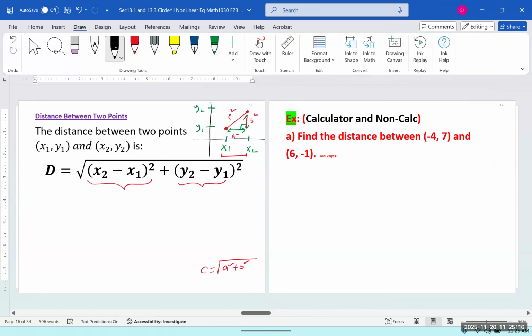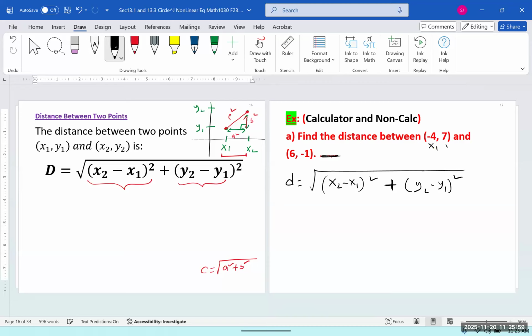Now using this, there actually are 3 questions that come from 13.1. One is tangent line, one is center radius, and the third one is find the distance. And find the distance is usually in the calculator part, but not always. So to find the distance, you're going to do d equals the square root of the x distance squared, which is x2 minus x1 squared. And you always have to add the y distance squared. So y2 minus y1 squared.